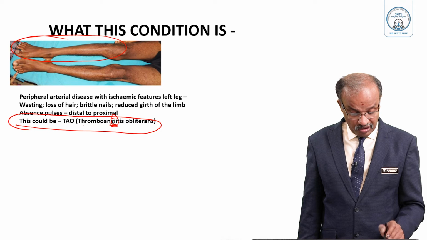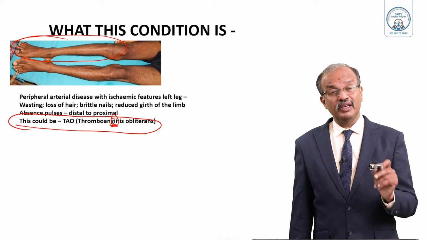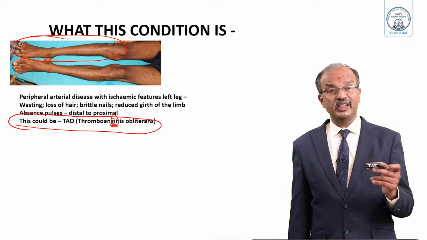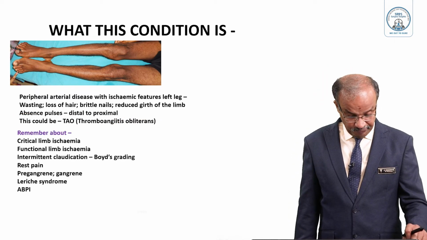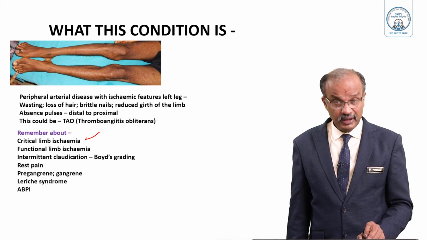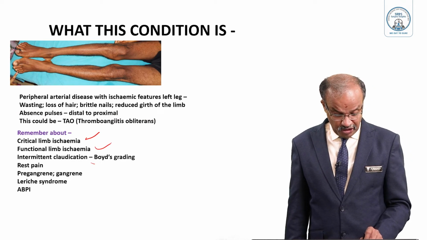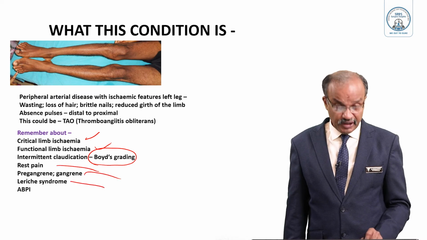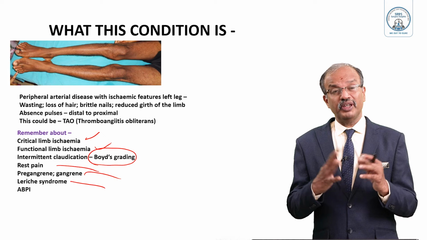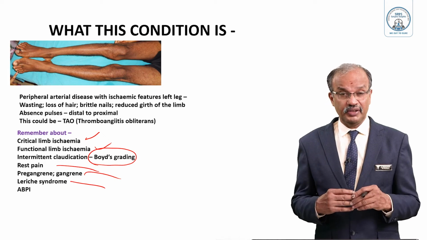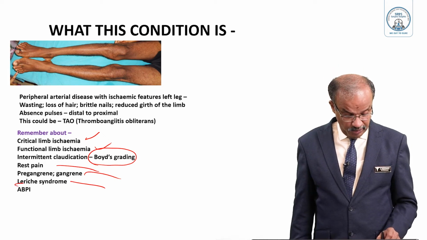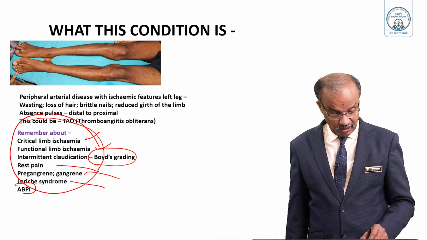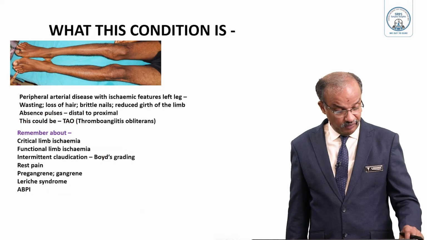Remember that TAO is a very common main question asked, and clinically they will keep it as a short or long case. Then as a spotter, they can ask so many questions, and theory also they will ask. So remember critical limb ischemia, definition, functional limb ischemia, Boyd's grading of intermittent claudication, rest pain, pre-gangrene, gangrene, Leriche syndrome in the aortoiliac block with impotency because of internal iliac artery blockage, and ABPI, ankle brachial pressure index. All these things to read about are very relevant for critical limb ischemia, Boyd's grading, everything.